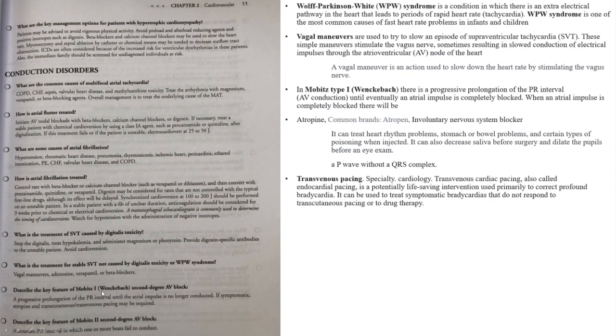Describe key features of Mobitz 1, Wenckebach, second degree AV block, atrioventricular block. So Mobitz 1 Wenckebach is a progressively prolonged PR interval in AV conduction until it's completely blocked. Symptomatic: atropine and transcutaneous pacing. Atropine. It's an involuntary nervous system blocker.